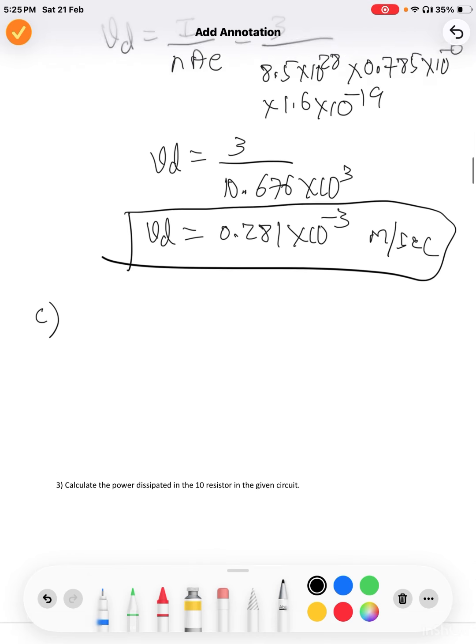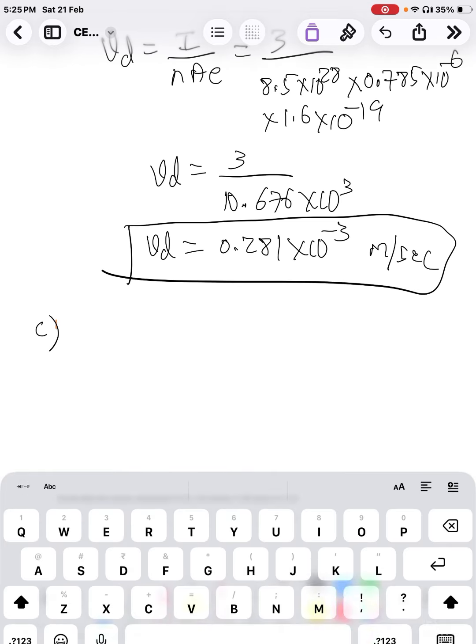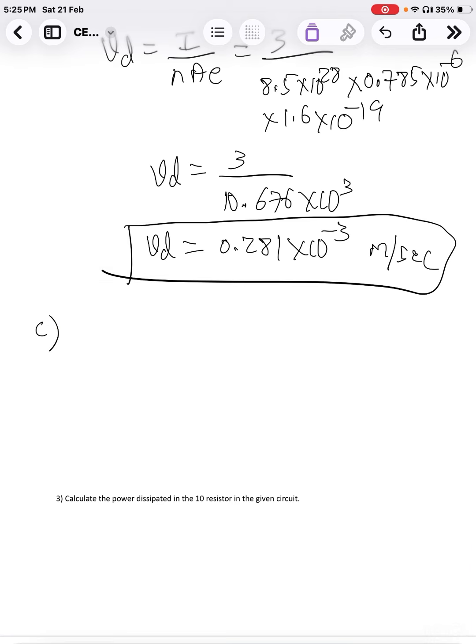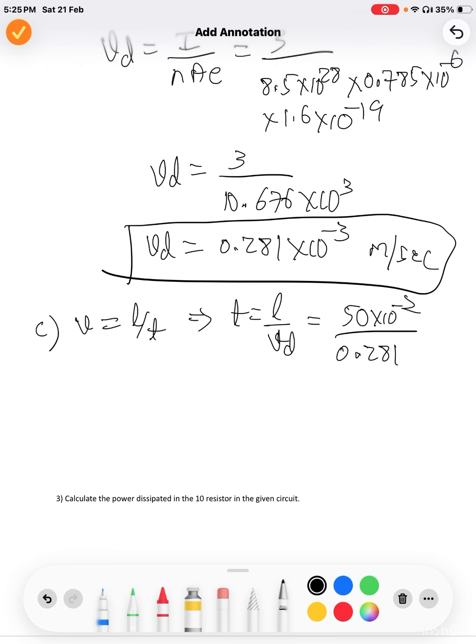So what is the time taken formula we can use here? The time taken from the definition of velocity. Velocity is equal to distance traveled by time taken. So from this one we can write time taken is equal to length by velocity. Which velocity? Drift velocity. So length is 50 centimeter, 50 into 10 to the power of minus 2, by drift velocity given 0.28, 10 to the power of minus 3. If minus 3 goes to numerator, it will become plus 3.